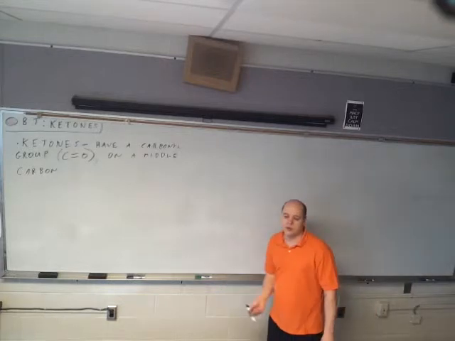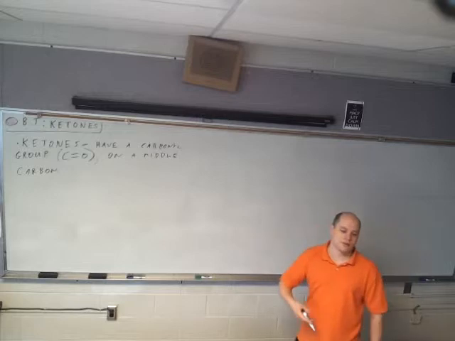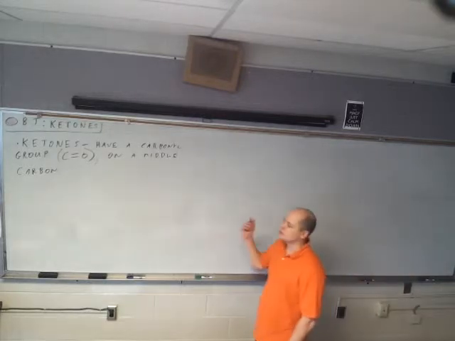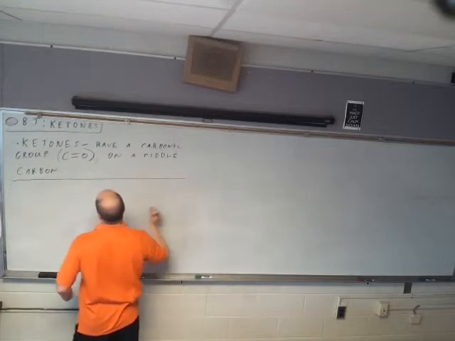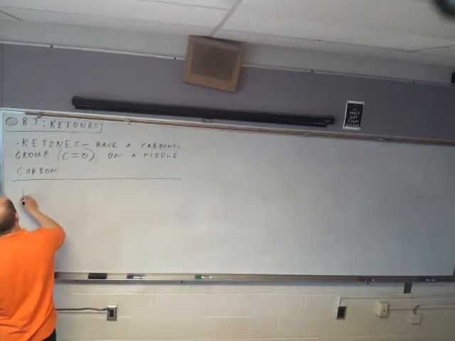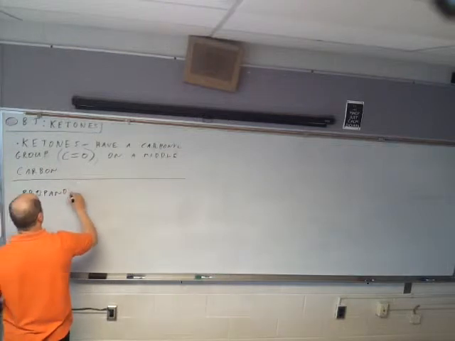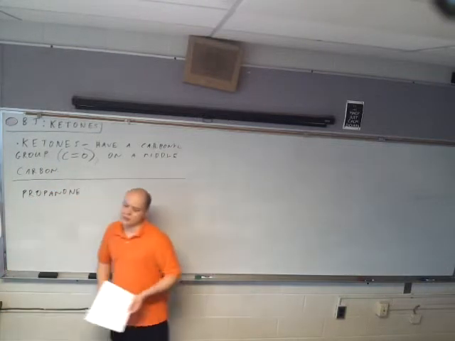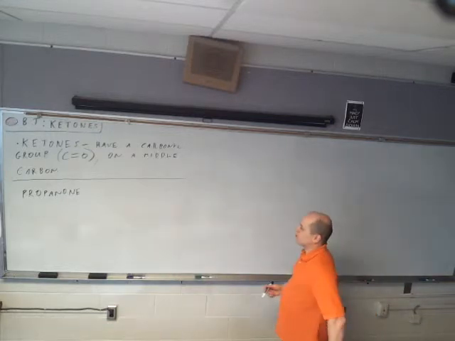Now, to have a middle carbon, you have to have at least 3, which means there's no methanone and there's no ethanone because those would have 1 or 2 carbons. So we start with 3 carbons. So we'll start with propanone. The system for naming these is basically just take the E off the end and put ONE. Propane becomes propanone.